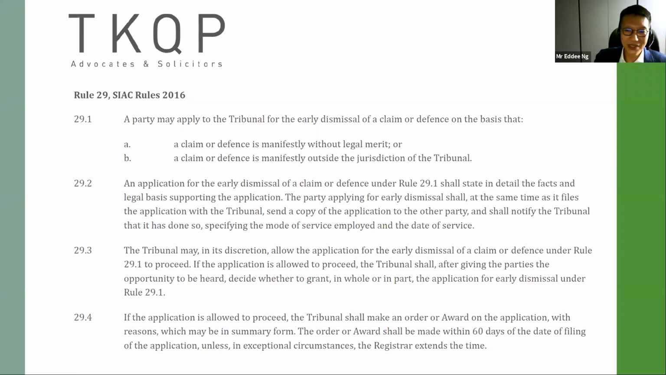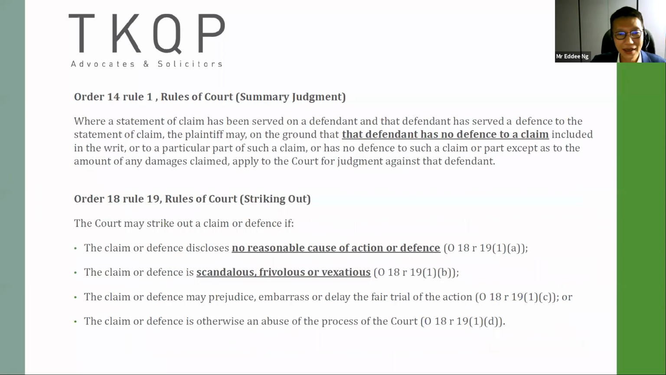This type of investigation, I said, does not fall explicitly under 29.1a. Because of that, it cannot be said that Rule 29 is really arbitration's mirror of the summary judgment procedure. In fact, Rule 29 is a closer approximation of striking out. Maybe we can go back to that slide. This particular slide is a closer approximation of Order 18, Rule 19, 1A.